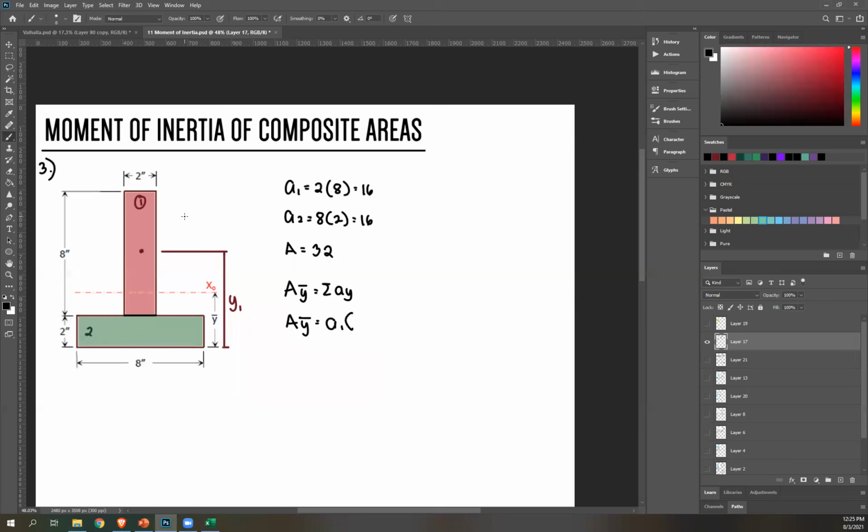So very good, correct. It's 6. Why? So first you have 2 inches. And then we need this, which is half the height of your rectangle 1. Rectangle 1 has a height of 8. And that is 4. So 4 plus 2. That's 6.